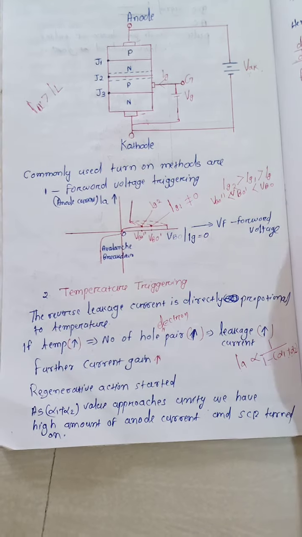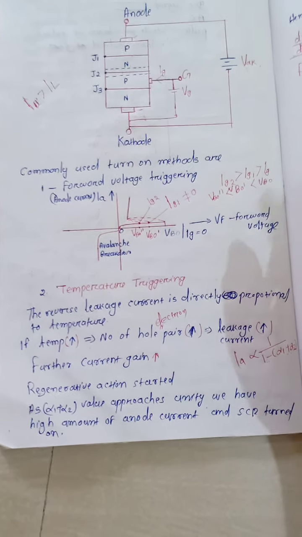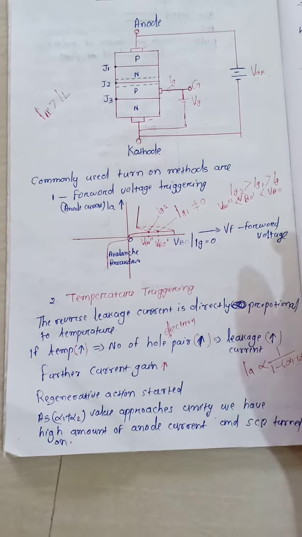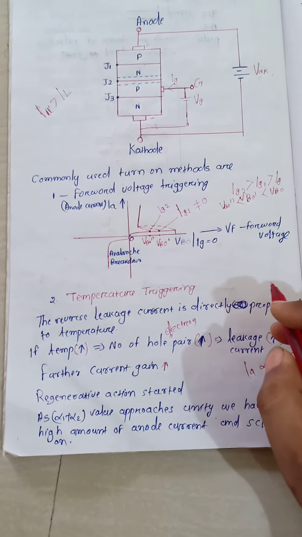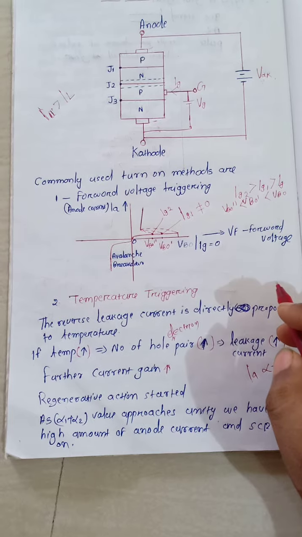So what are the disadvantages of thermal or temperature triggering? In this case, thermal runaway happens, so it will damage our SCR.